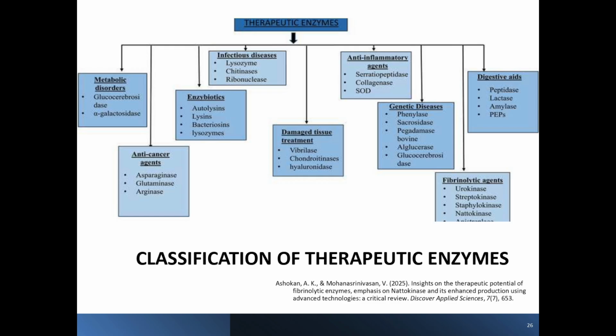Therapeutic enzymes have varied applications, as illustrated in the classification. In cancer treatment, they are used as anti-cancer agents, such as asparaginase and arginase. For clotting, they act as fibrinolytic agents, including urokinase, streptokinase, and nattokinase. For genetic disorders, we see the use of enzymes like aldolase, phenylalanine ammonia-lyase, and pegadamase. They are also used for gastrointestinal diseases as digestive aids, such as lactase and amylase.